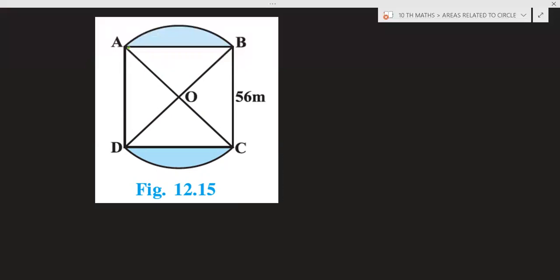So this O is the center. If you want to find the total area of this figure, the total area will be this area plus the area of the square plus this area. Suppose this area is A1, the area of the square is A2, and this area is A3. So basically you have to find A1 plus A2 plus A3.